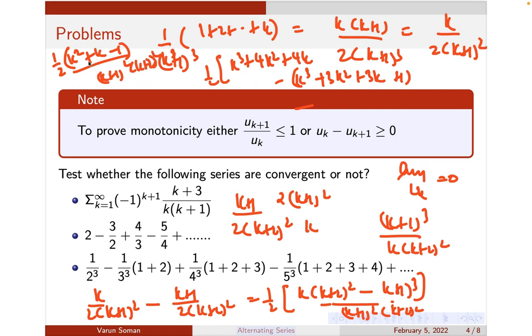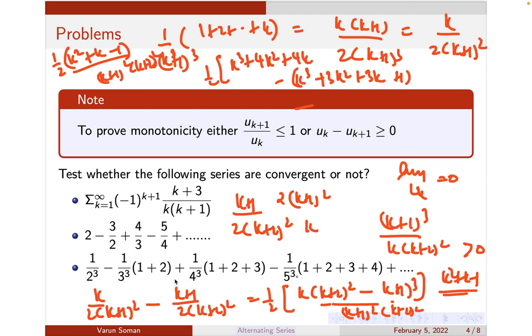Now if you look at this quantity, whether it is positive or negative, your denominator is positive and your numerator is k square plus k minus 1. What can you say about that? Your k is from 1 to infinity, so in every case k square plus k minus 1 will always be greater than 0. Why? If k is 1, you get 1 plus 1, 2 minus 1, again 1. If it is 2, you get 4 plus 2, 6 minus 1, 5. So it is going on increasing. So basically k square plus k minus 1 is greater than 0.